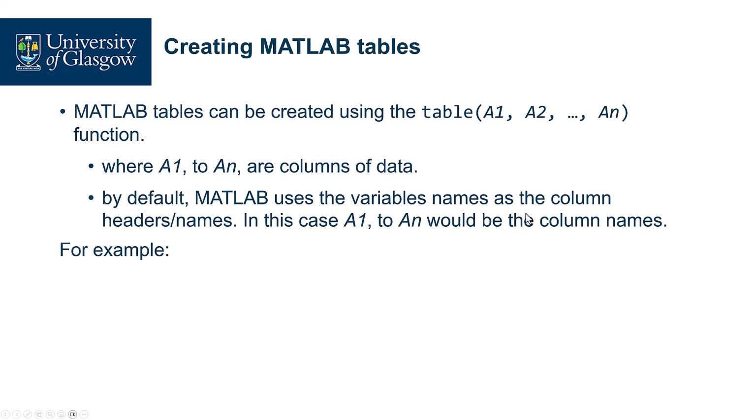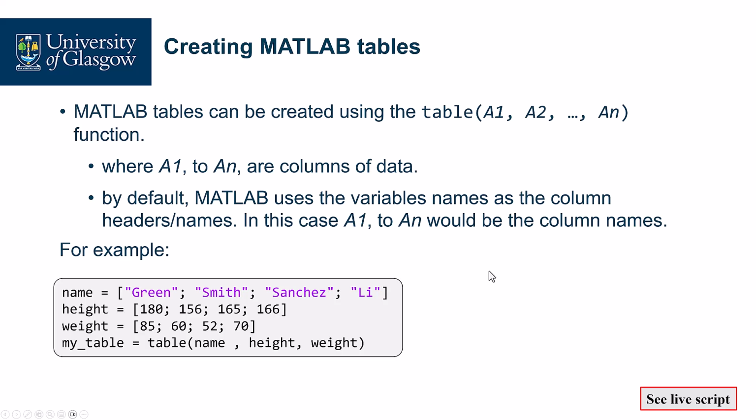So let's show this by an example. Now I define three variables. They are called name, height, weight. All of these three variables are 4x1 column data, right? The first one is a string: Green, Smith, Sanchez, Lee, and height and weight are 4x1 numbers. Now I use the table function, table parentheses, name, height, weight. The generated output, we call it my table.